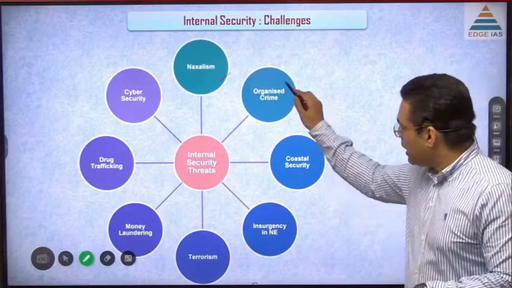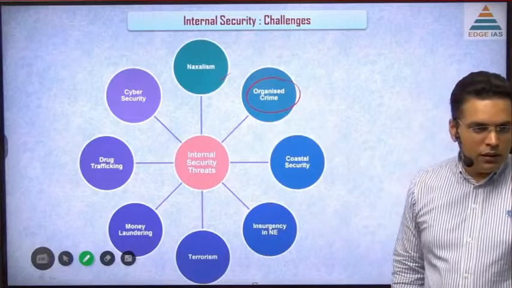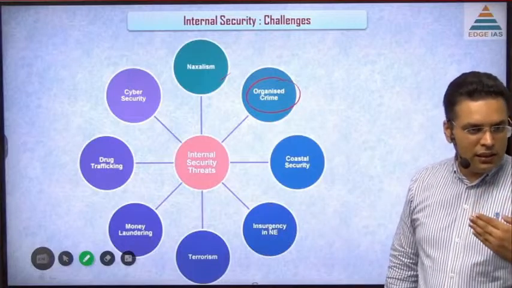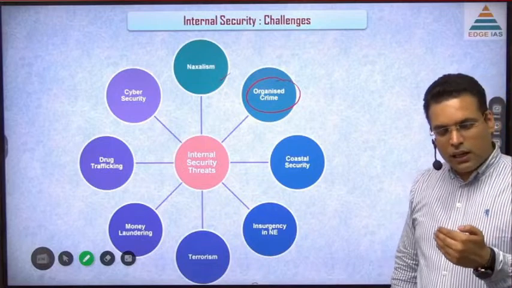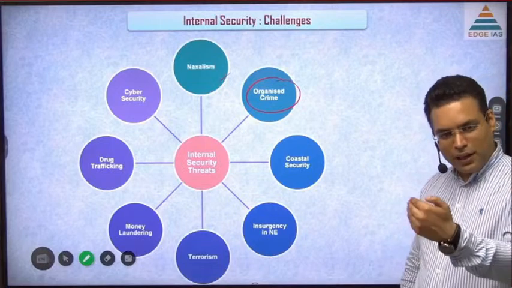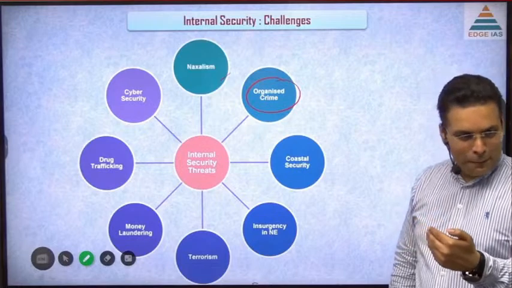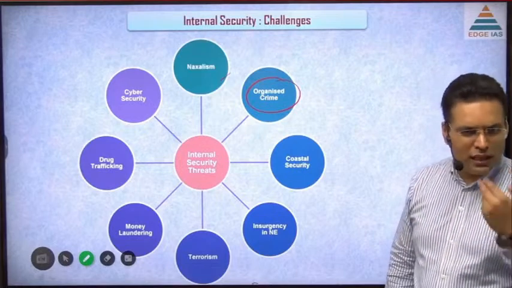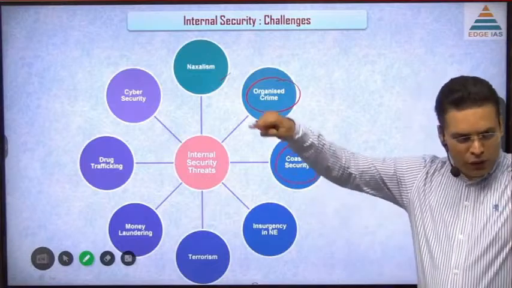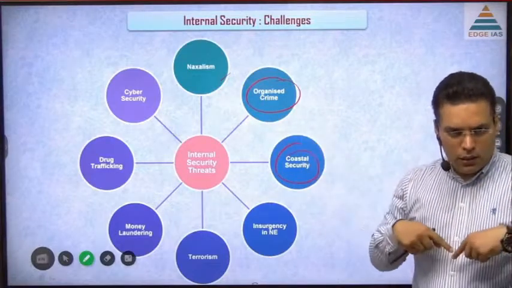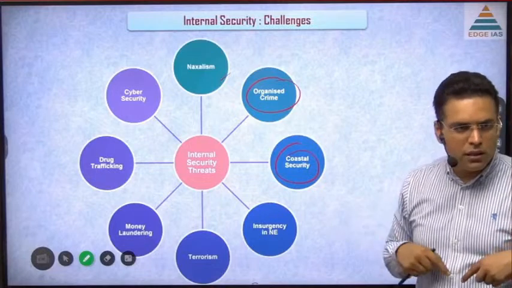Okay. Organized crime. It is flourishing. It is increasing. It has deep roots. Educated people are running crime in a very organized manner, like a company, like a corporate. It is not only in India, across the world it is there, but it is there. Coastal security. We have a huge coastal border, and we have security concerns here.